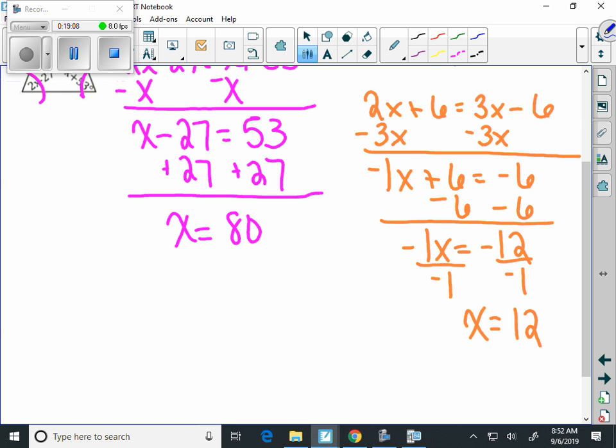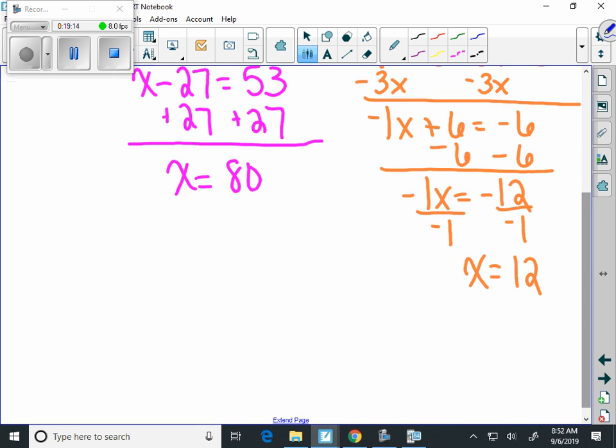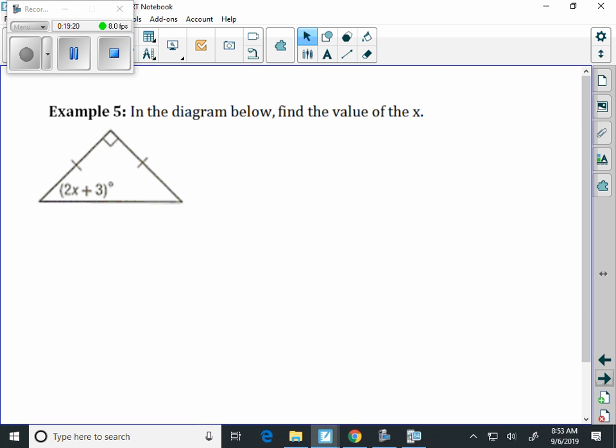And just checking my directions here, it does say find the value of x, because every once in a while we want to find the value of an angle, but we don't need to do that on this particular problem. Example 5. This is not only an isosceles triangle, but if you notice there's a box on that triangle as well. And what happens here, because of the isosceles concept, not only is this angle 2x plus 3, but this angle is 2x plus 3 degrees as well.